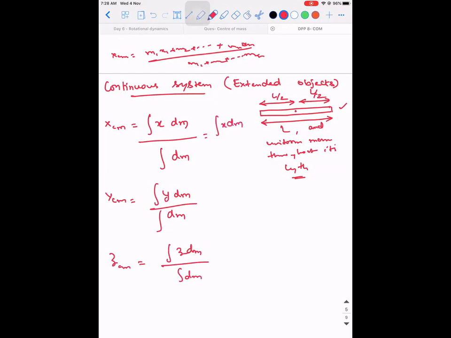So this will be integral of x dm divided by capital M, where capital M is the total mass. This will be integral of y dm divided by capital M. This will be integral of z dm divided by capital M. Make a note of this. I'll tell you an important point.